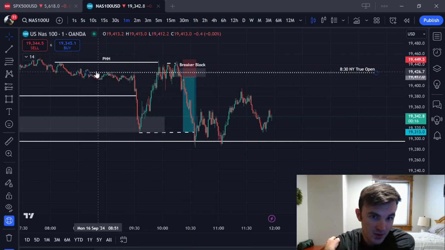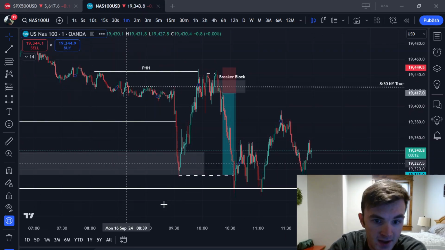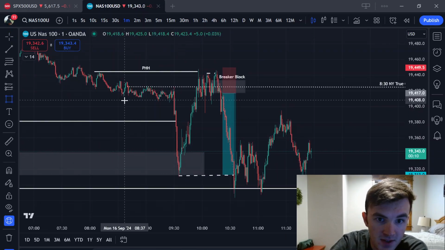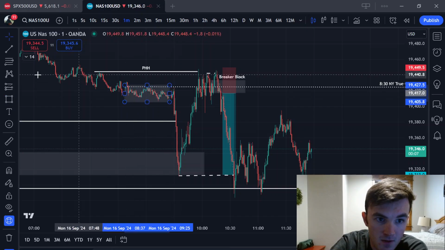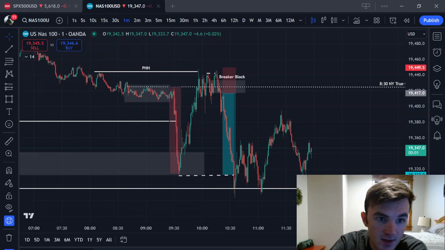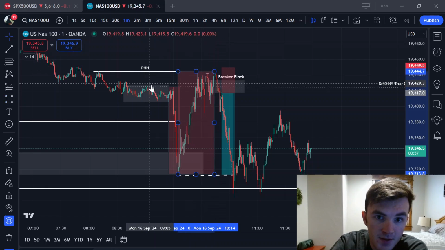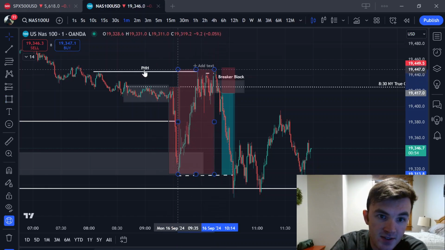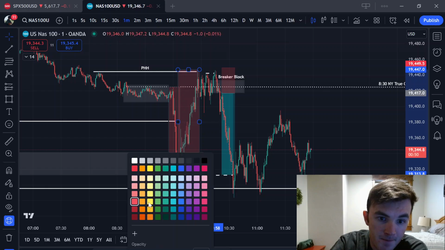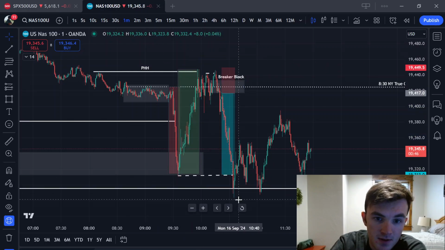Now, when New York opened, we had accumulation, manipulation down to this 4-hour fair value gap, distribution back up, sweeping the previous hour's high. So this was the previous hour's high. And then reversal.